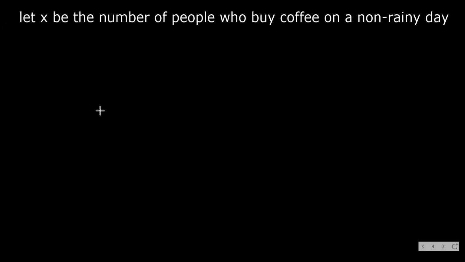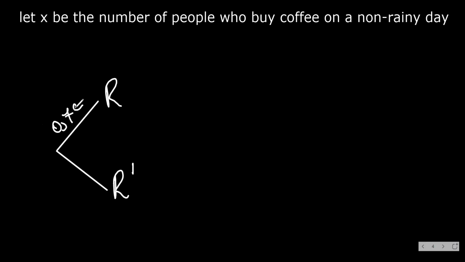Now I go to my tree diagram. On my tree diagram, two things can happen. Maybe it's raining on 24 August, or it's not raining. The probability that it will rain is 75%.